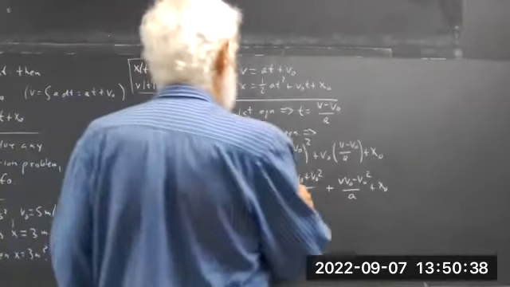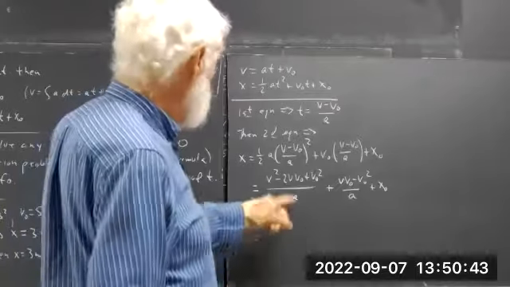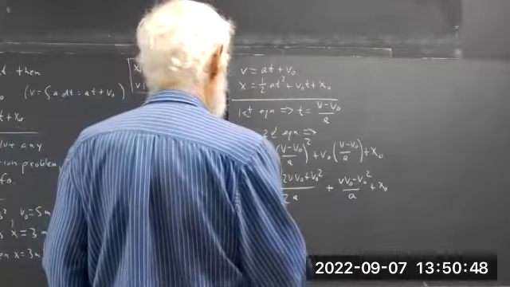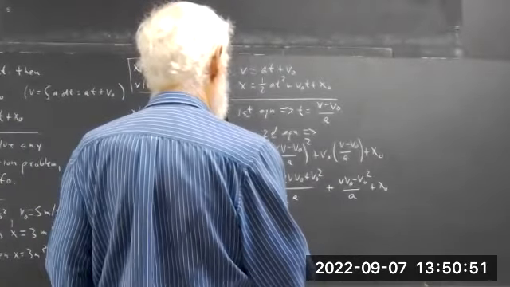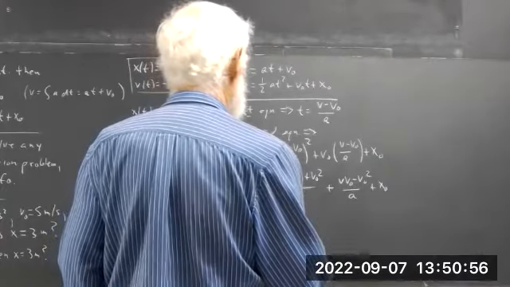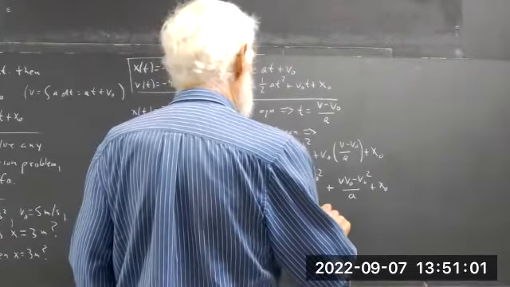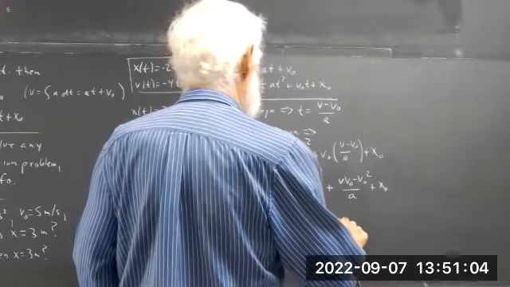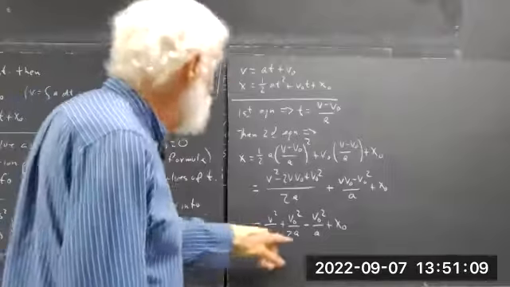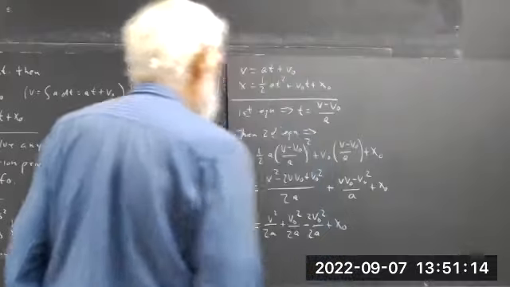If you write these out one term at a time and simplify, the v v naughts go away, don't trouble you anymore. So we get v squared over 2a, plus v naught squared over 2a, minus v naught squared over a, plus x naught. Both of these are over 2a, so I'm going to put a 2 here and a 2 here, so we have a common denominator.